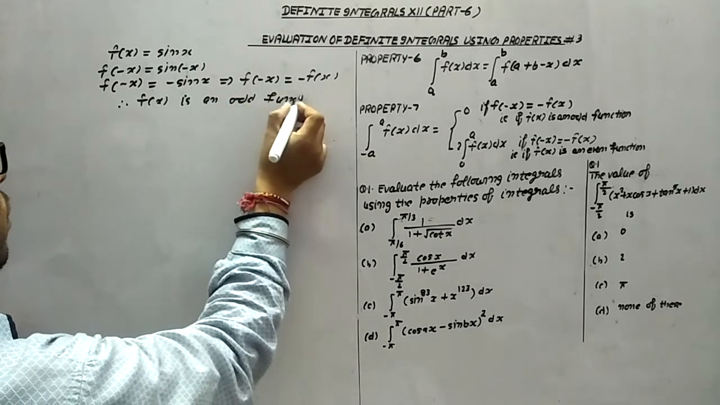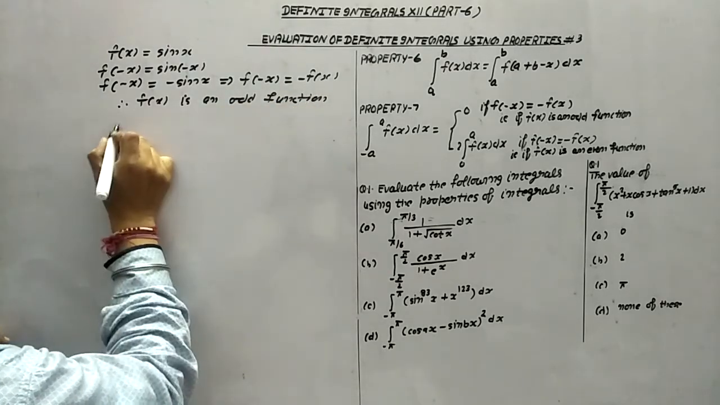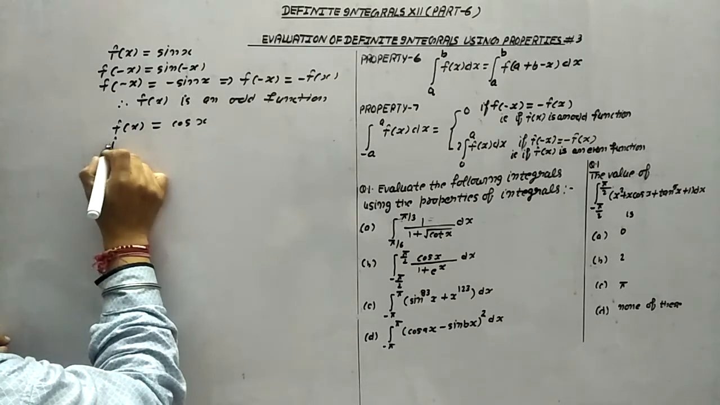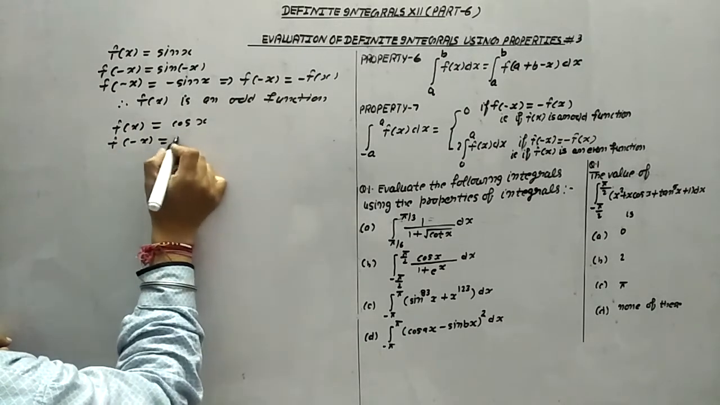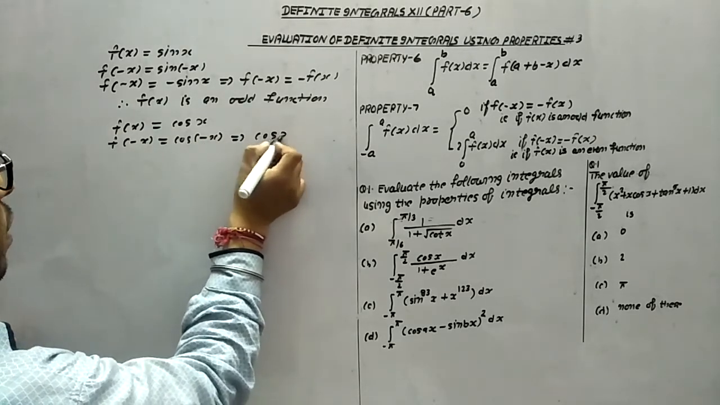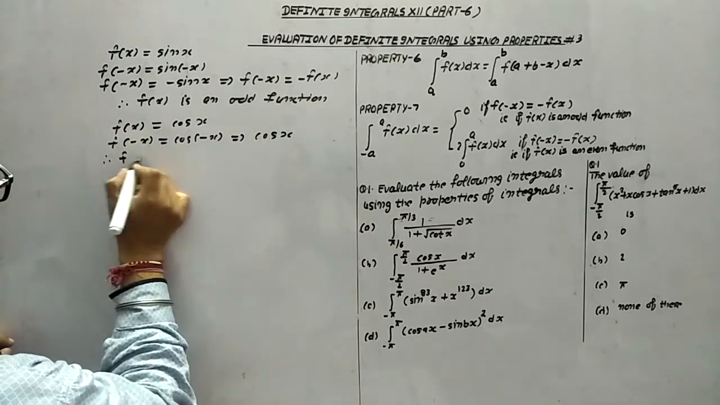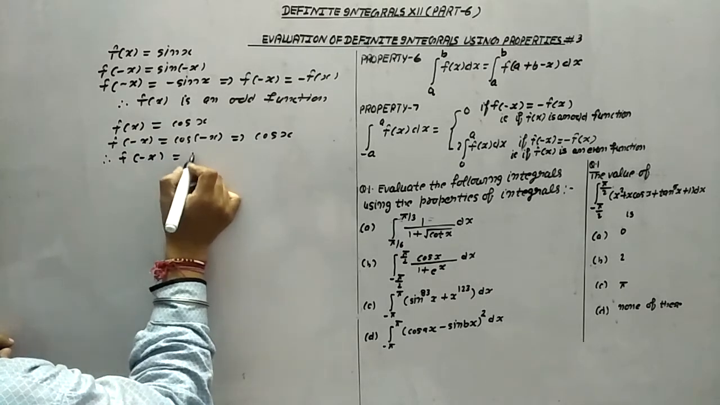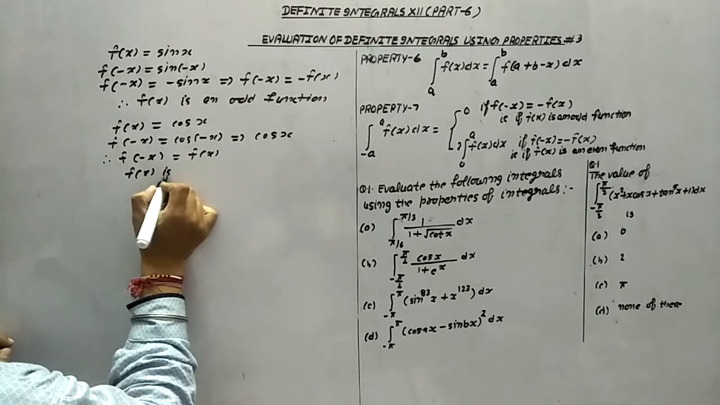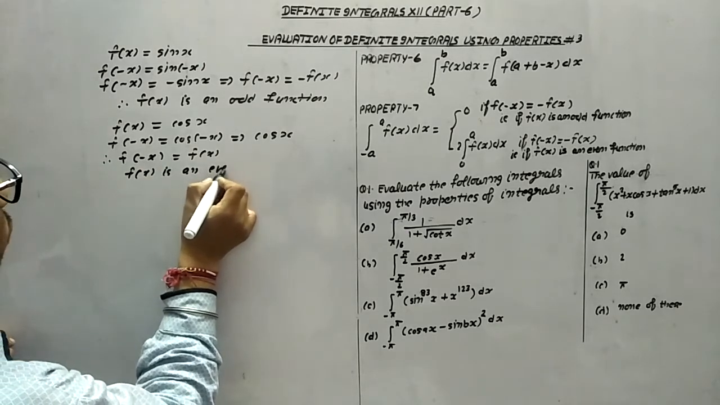Another example: let us suppose we have f(x) is equal to cos x. It means f(minus x) is equal to cos(minus x). Cos(minus theta) means cos theta. It means f(minus x) is equal to f(x). It shows that f(x) is an even function.